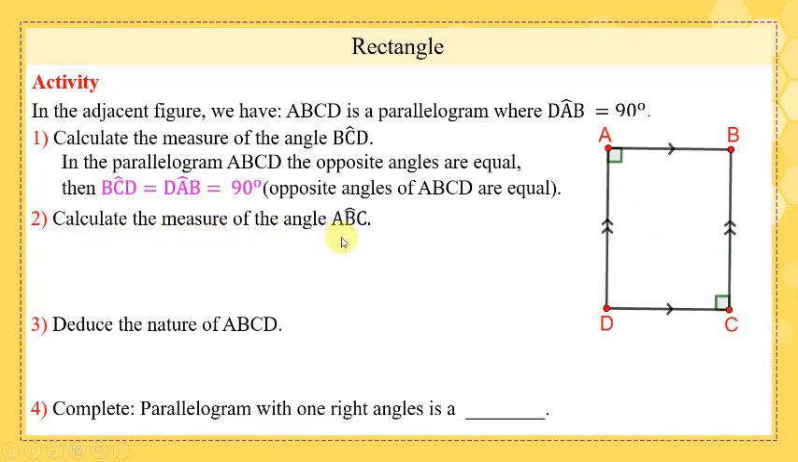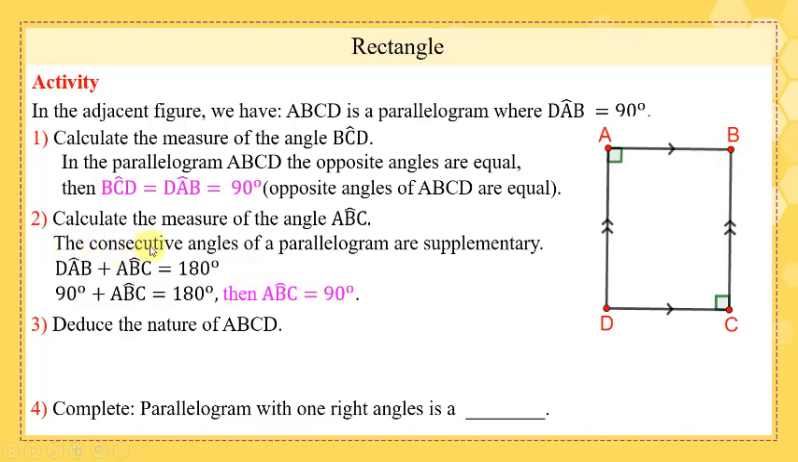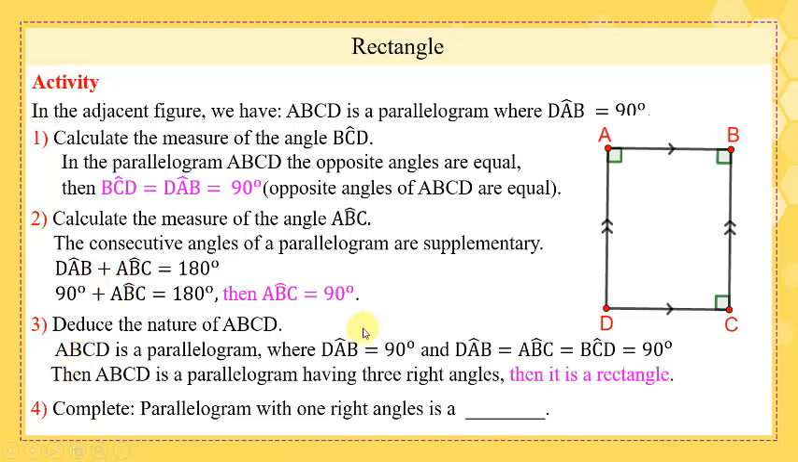Part 2, calculate the measure of ABC. We know that the consecutive angles of a parallelogram are supplementary. Angle DAB plus ABC equals 180. 90 plus ABC equals 180. Then ABC equals 90 degrees. As we can see, ABC is 90 degrees. What's the nature of ABCD? ABCD is a parallelogram where DAB equals 90, and DAB equals ABC equals BCD equals 90.